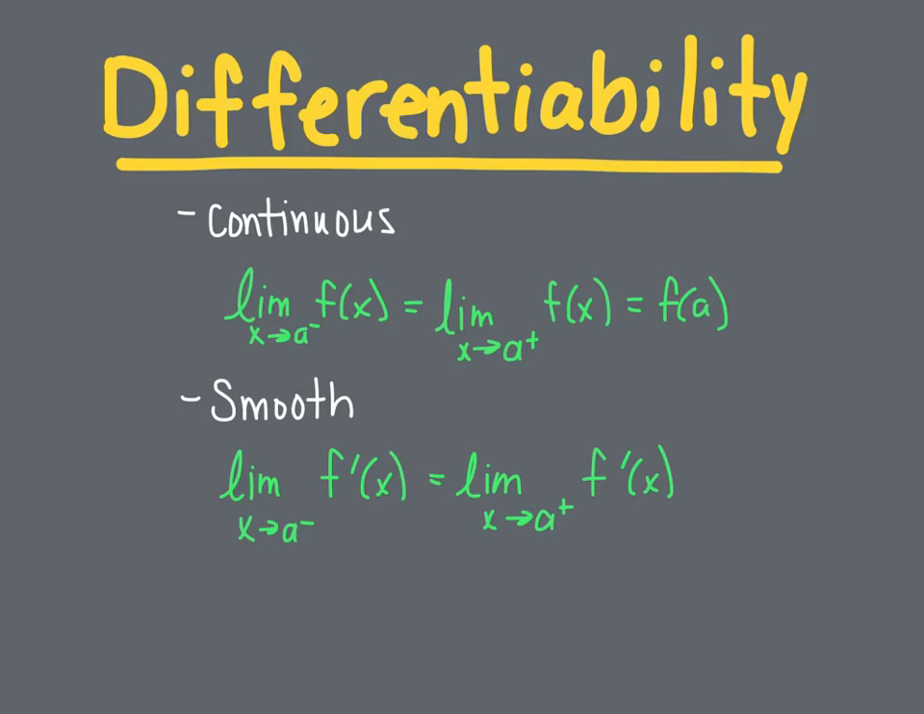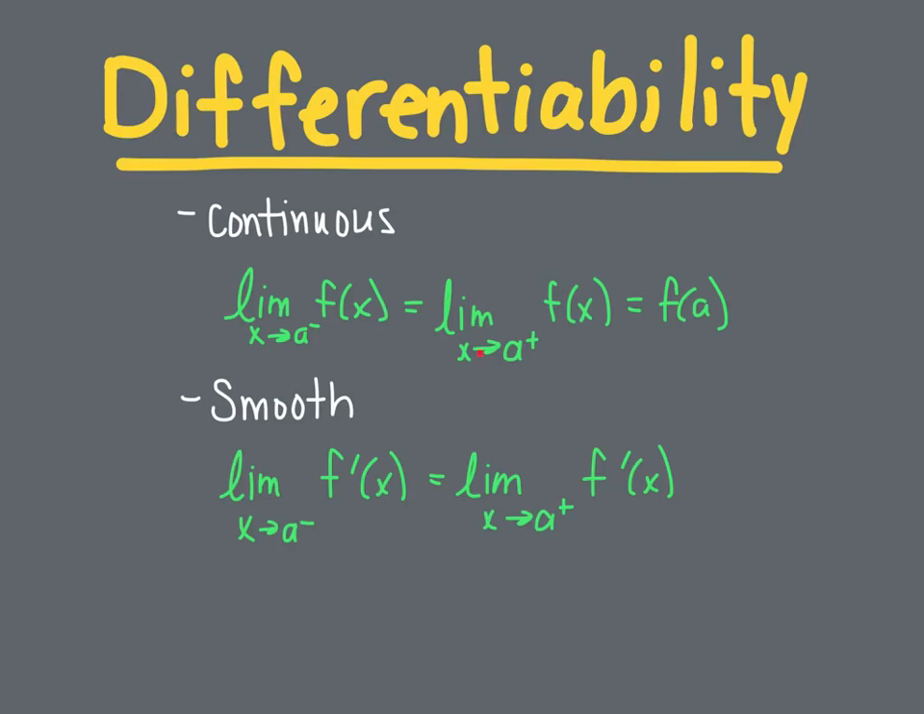A question you'll often get is a piecewise function where they ask you, does the derivative exist at that point where the two pieces meet? The first thing you need to check is that the function is continuous, because a function cannot be differentiable if it is not continuous. And the second thing you need to check is that the function is smooth.